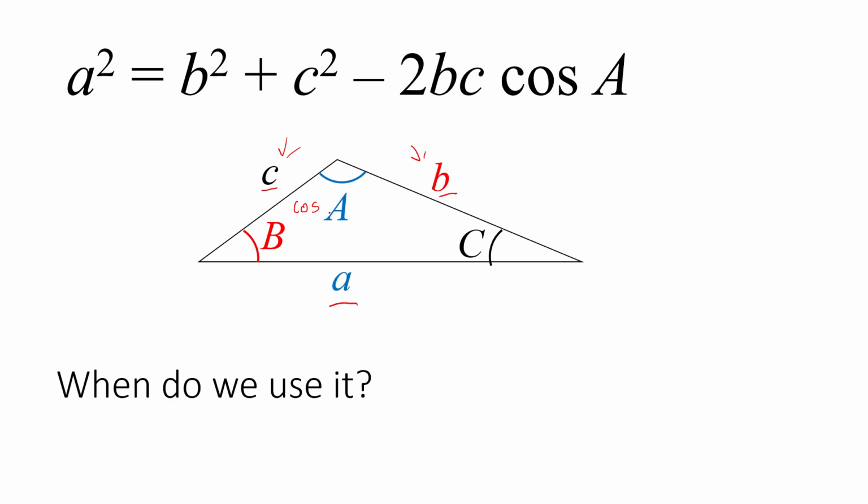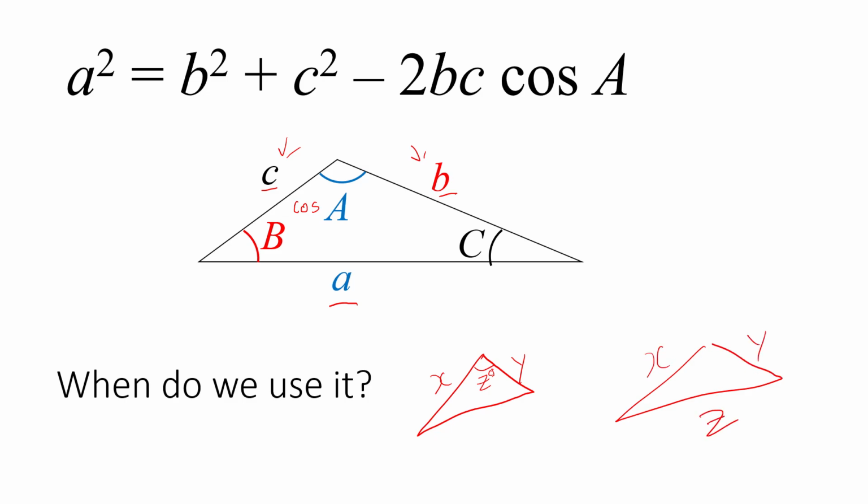So when do we use it? We use it in two situations. The first situation is whereby we have a triangle and we are given the length of two sides as well as the included angle. Or in the case of a triangle where we are given three sides. So these are the two situations whereby we use cosine rule, because in these two situations, as I have mentioned in the first slide, we cannot use sine rule.